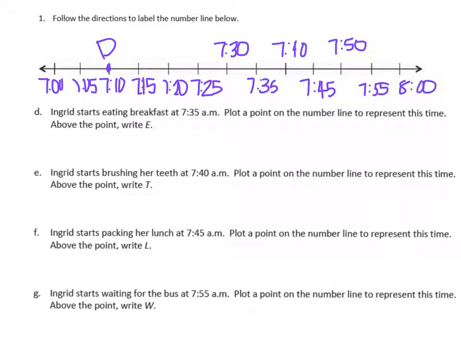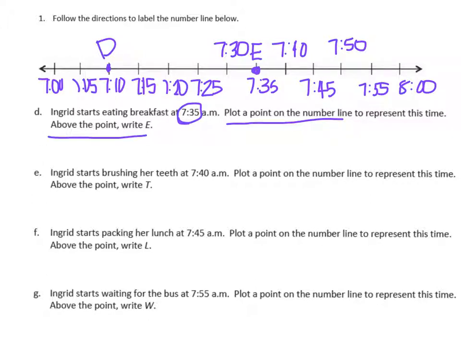Let's look at letter D. It says Ingrid starts eating breakfast at 7:35 a.m. Plot a point on the number line to represent this time. Above the point, write E. Go ahead and do this one on your own. Pause the video while you work and replay when you are ready. So here is 7:35 and I need to label it E.